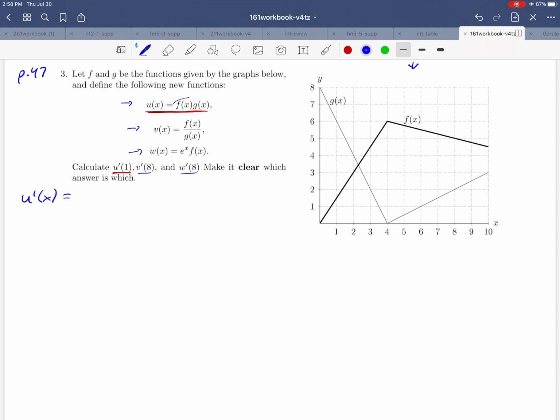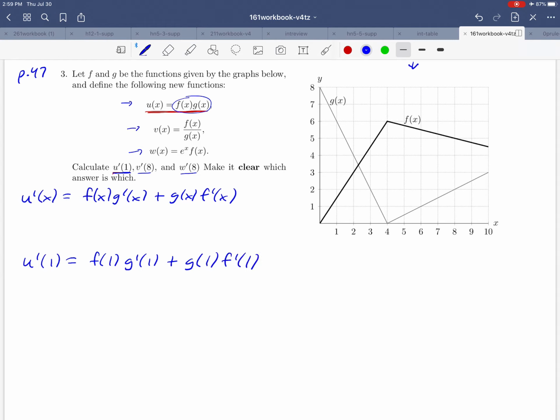Well, notice that u is a product of f times g, and so to take its derivative, we need to use the product rule. So we're going to get the first times the derivative of the second, plus the second times the derivative of the first. And there's our formula for u prime. And so to get u prime of 1, we need to substitute 1 into that formula that we just found. Okay, and actually it might be useful to have a little bit more space here, so let me move down a bit. So if we substitute 1 in for all of our x's, here's what we're going to get.